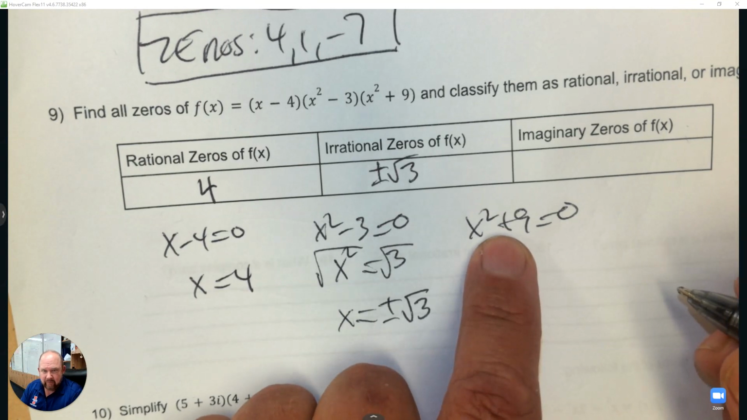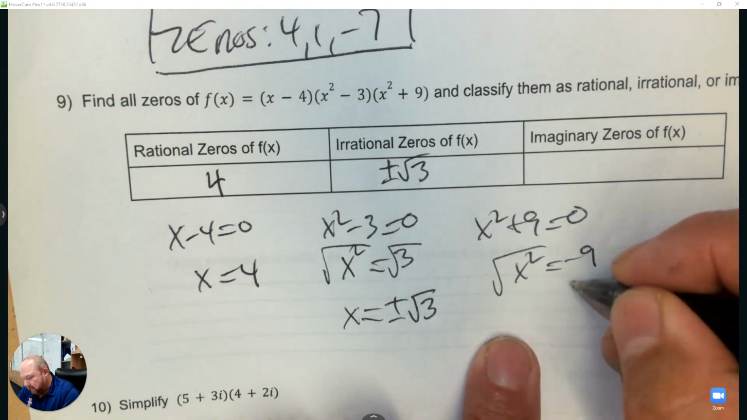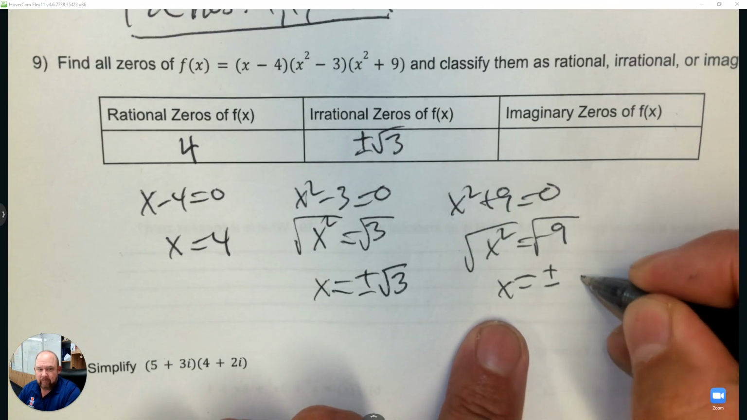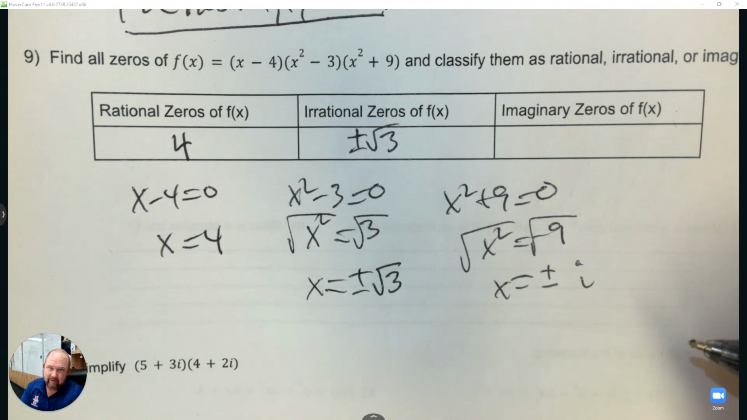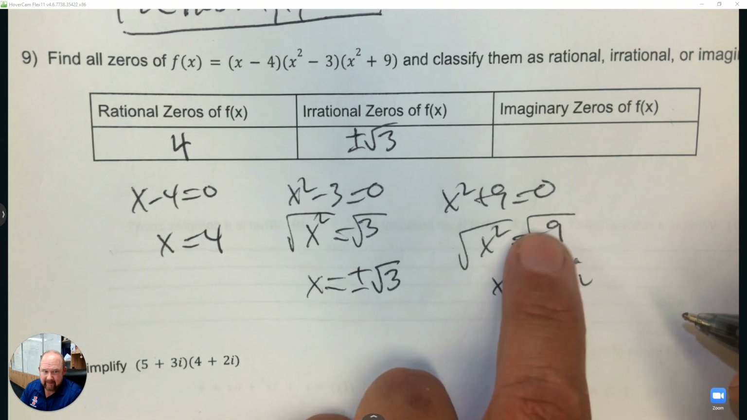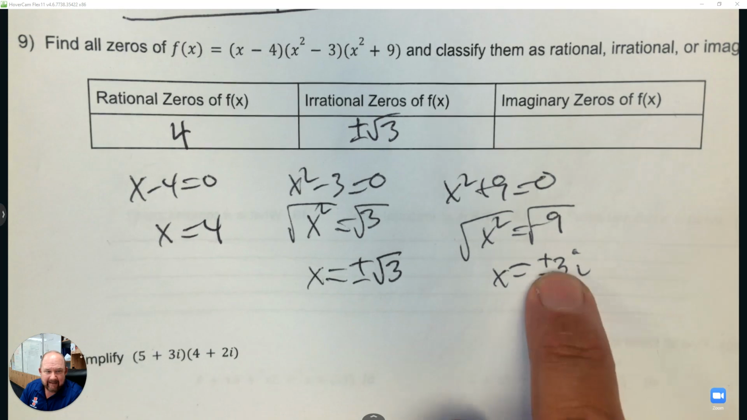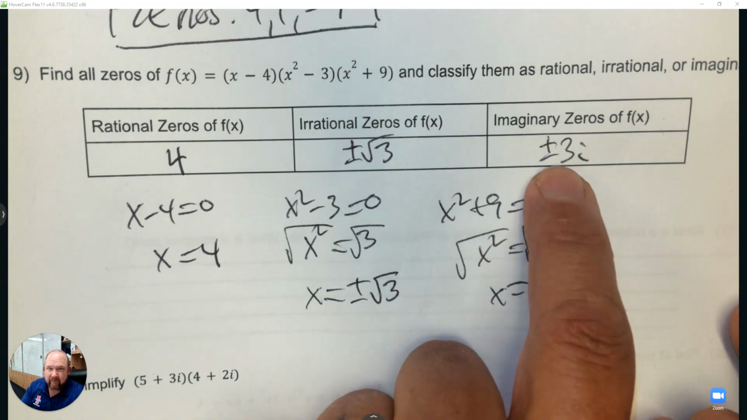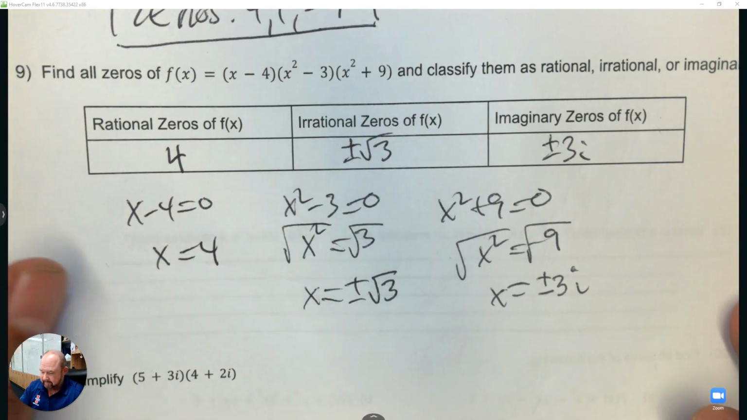And then the last one here, we're going to subtract 9. And again, we're going to square root. Now, when you square root a negative number, first of all, the answer is both positive and negative. But when you square root a negative number, it's imaginary. So it has an i for that symbol imaginary. And the square root of 9 is 3, because 3 times 3 is 9. And that is our imaginary zeros. So do you know the difference between an imaginary 0, irrational 0, and a rational 0?